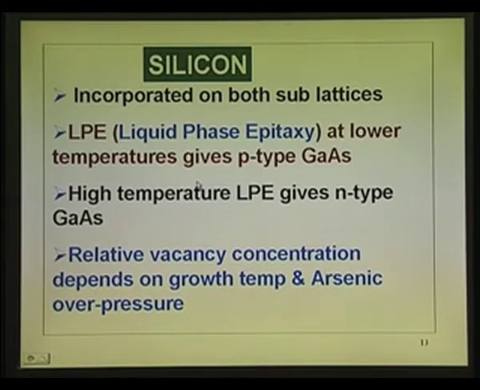See what happens. Liquid phase epitaxy, LPE. I take a silicon gallium arsenide substrate, okay, and then I try to grow a gallium arsenide layer on that with some silicon doping. Silicon even will come from contaminants. So, with that, when I do, what happens is, at lower temperature it gives p type gallium arsenide.